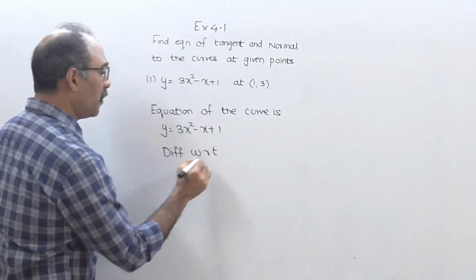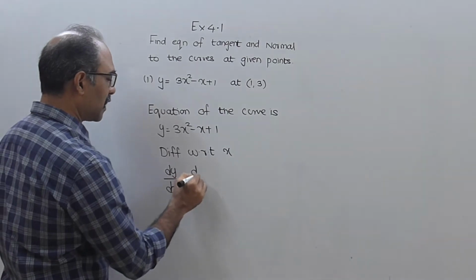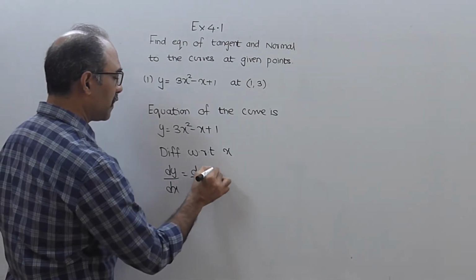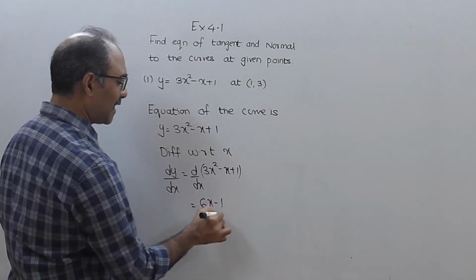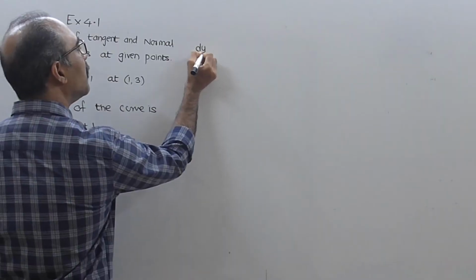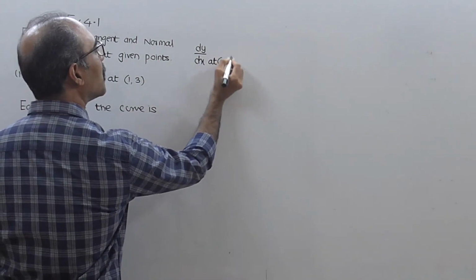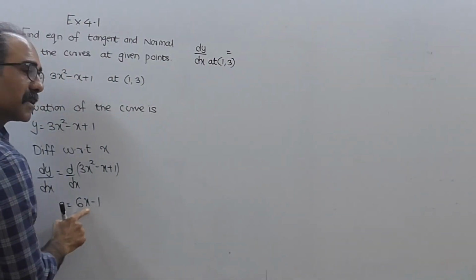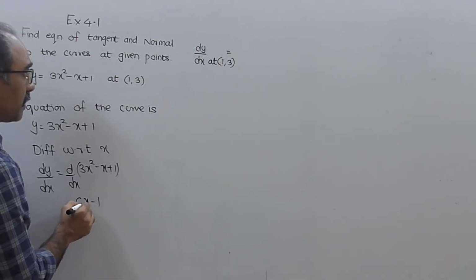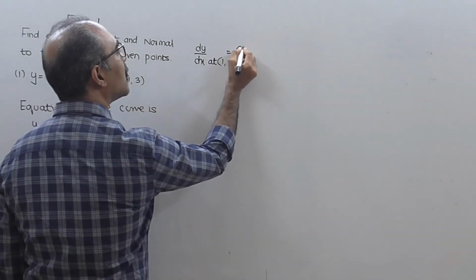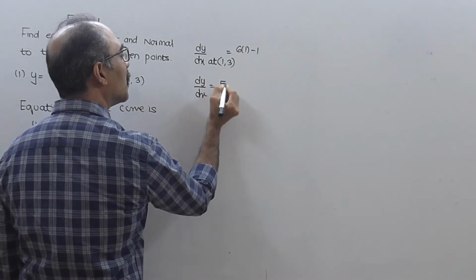So if we differentiate with respect to x, we get dy by dx equal to d by dx of 3x square minus x plus 1, which will be 6x minus 1. Then we will find dy by dx at 1 comma 3, meaning in the place of x you put 1, in the place of y you put 3, but we don't have y here. So I will write 6 into 1 minus 1. So dy by dx equal to 5.